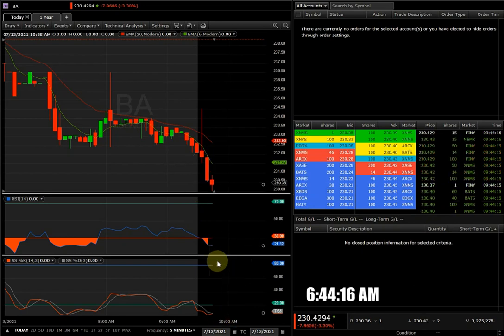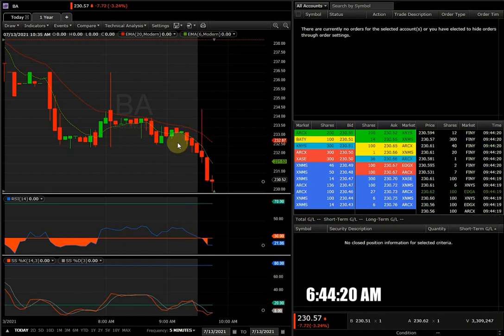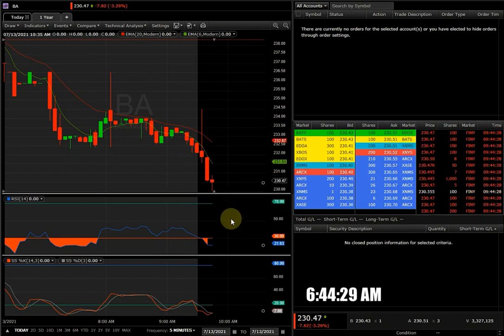Again, I have no volume because when I trade blue chips, I don't look at volume. I don't care about volume. All I care about is candle formation, RSI, and stochastics. That will give me an idea: is this the bottom or near the bottom? Which, in this case for Boeing, 230 was the bottom. So I was pretty close.